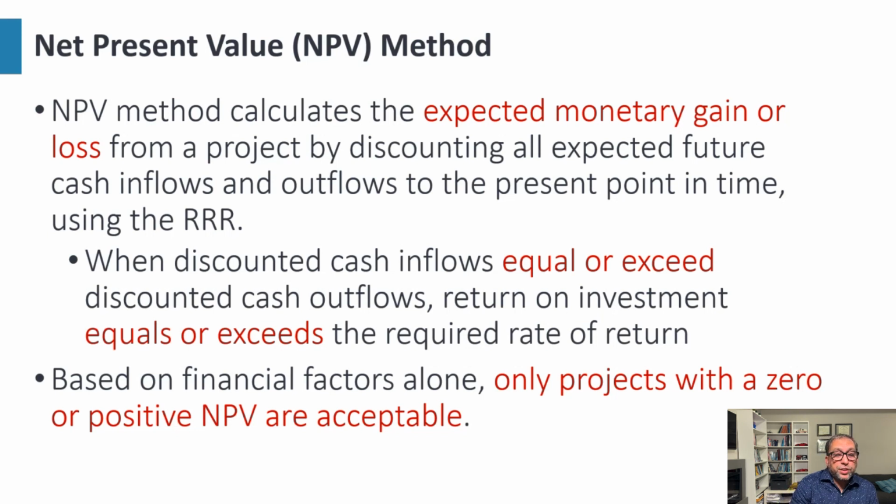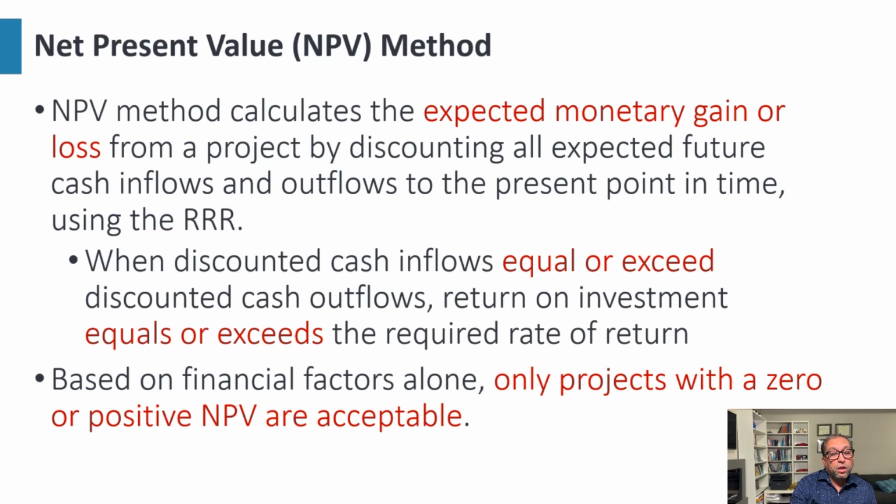When discounted cash inflows equal or exceed the discounted cash outflows, the return on investment equals or exceeds the required rate of return. If the NPV is positive, more than zero, then the return on the investment is more than RRR. If it is negative, the returns on the investment are less than RRR. And if it is zero, the returns are exactly equal to RRR. So based on financial factors alone, only projects with a zero or positive NPV are acceptable.